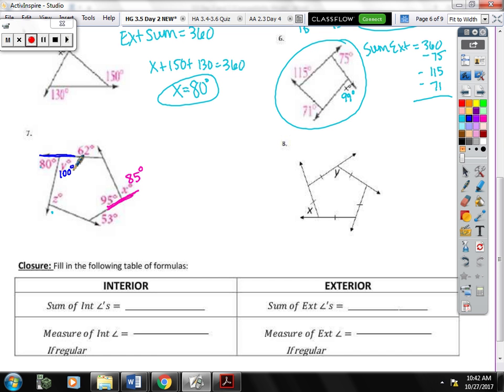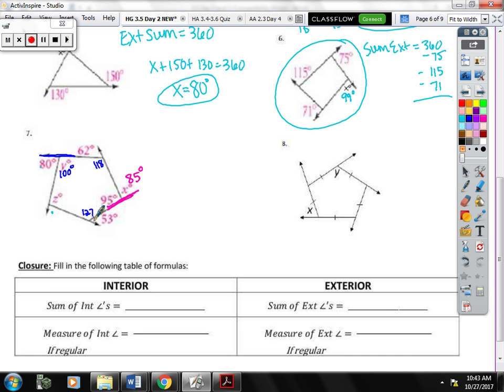There's some more linear pairs we could use, right? We could find this one if you'd like, using a linear pair. We could find this one if you like, using a linear pair. Or you could do the exteriors and find out what this is and then subtract to find z. Lots of different ways to do it. I usually do each of the linear pairs, so we'll get 118 up here, and down here we got 127.